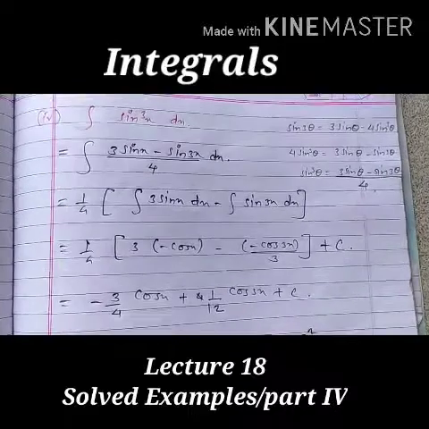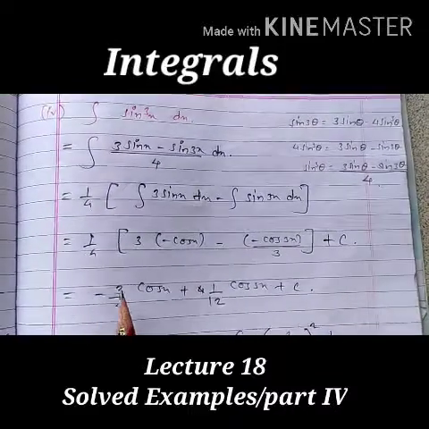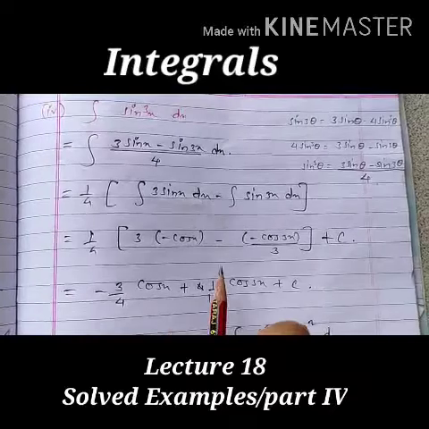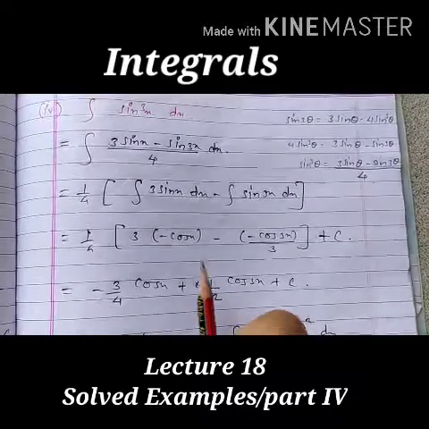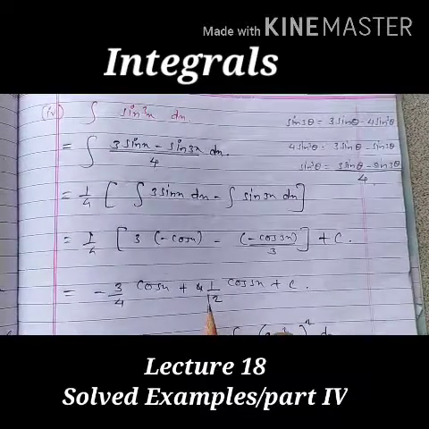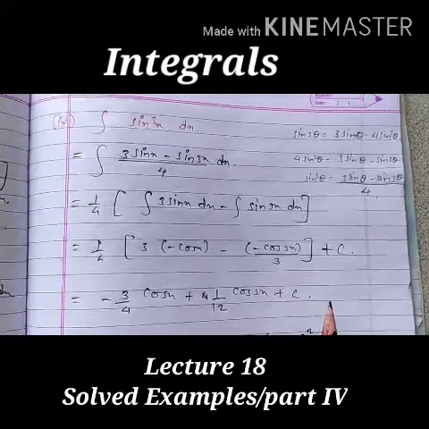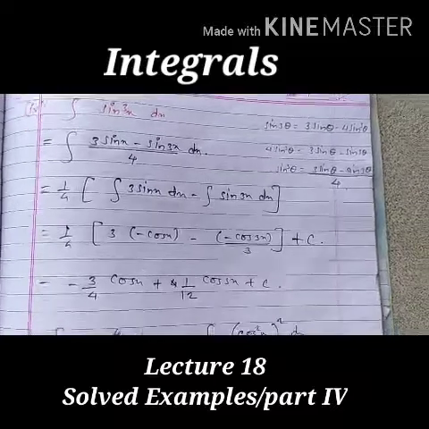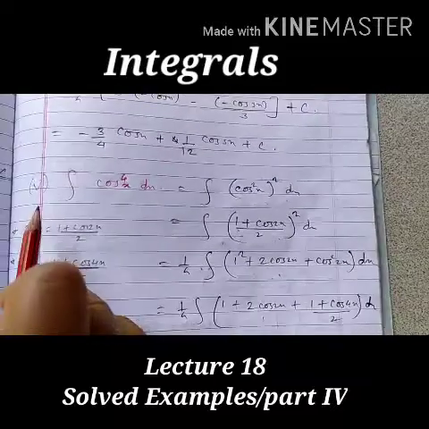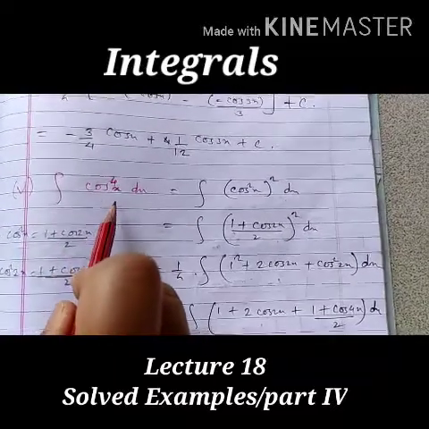Understood? Now after simplification we have minus 3 by 4 cos x minus minus plus 1 upon 4 into 3, that is 12, and cos of 3x plus constant of integration. Understood? Okay, now we'll see the fifth example, which is integration of cos raised to 4 x dx.